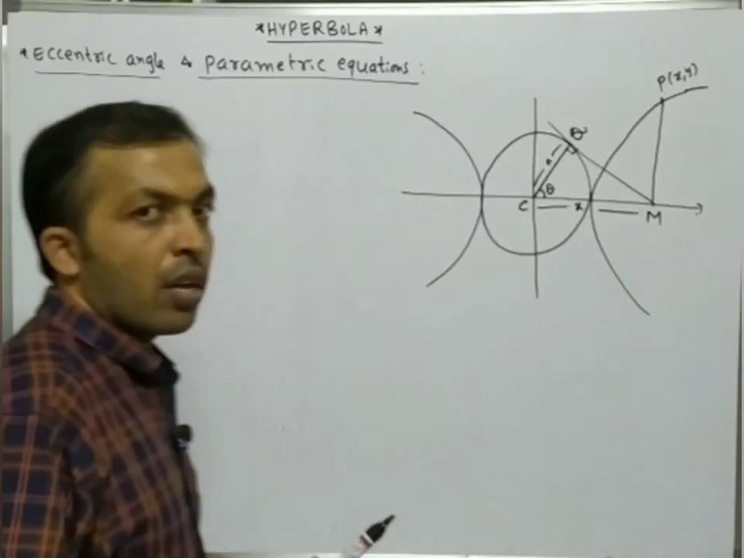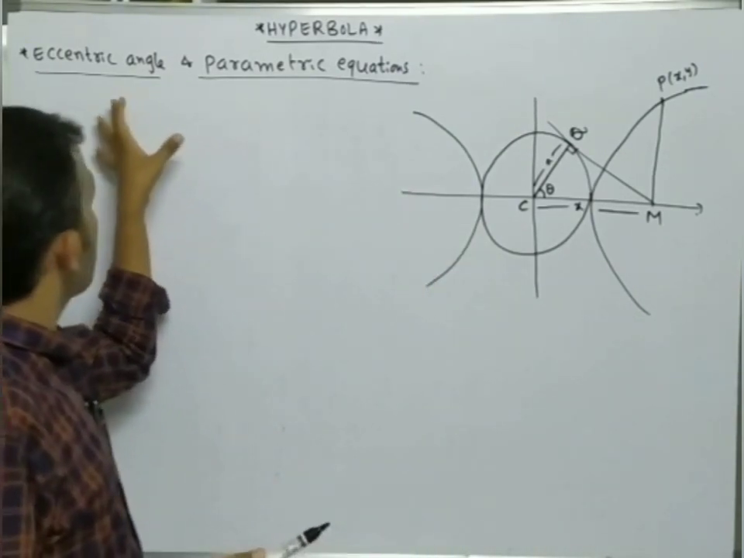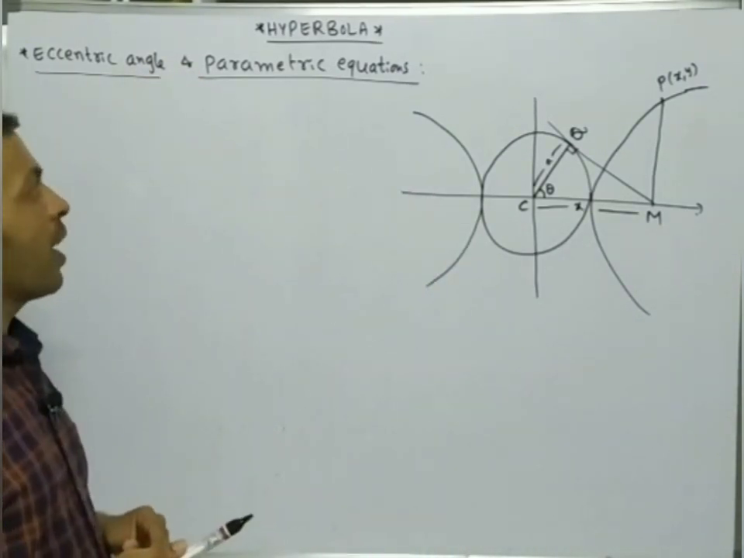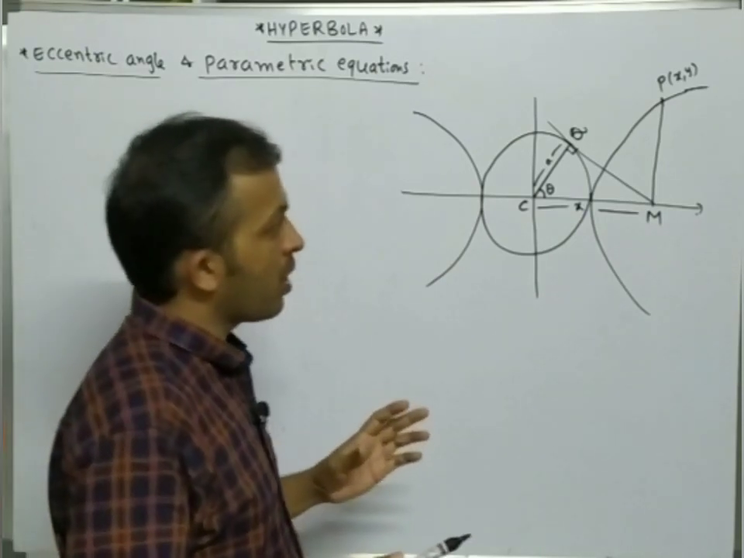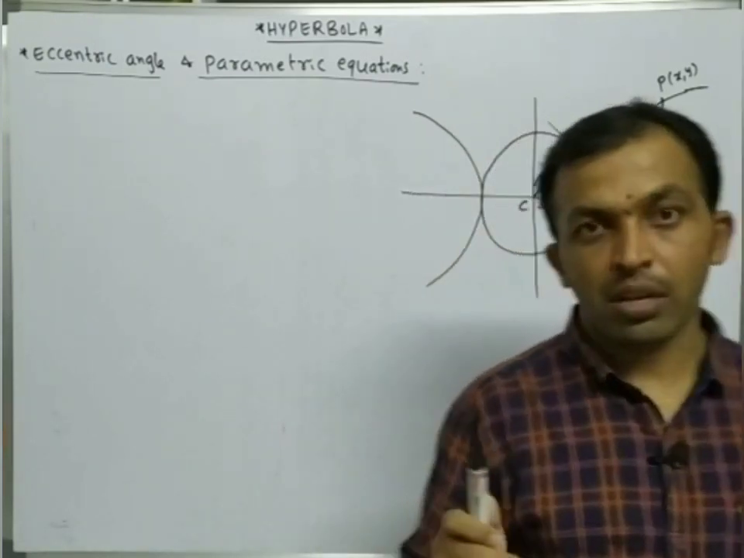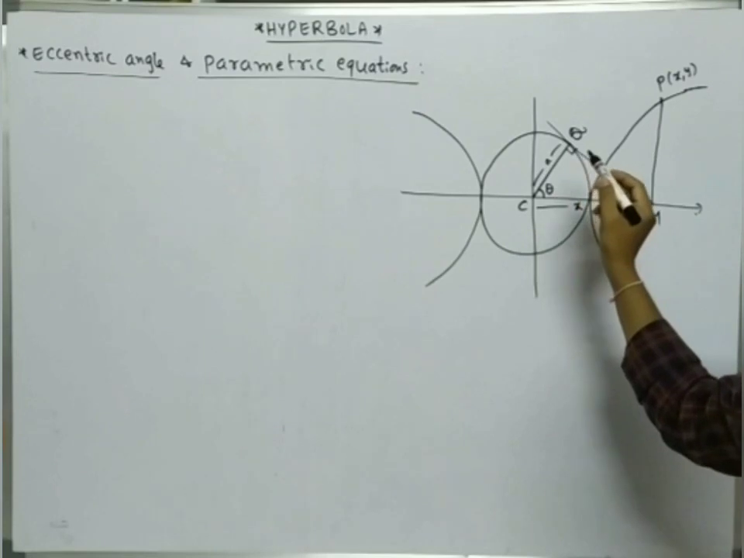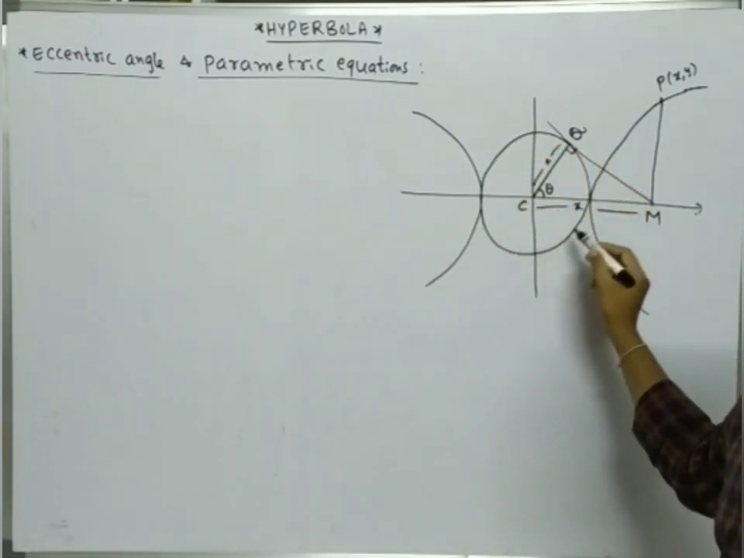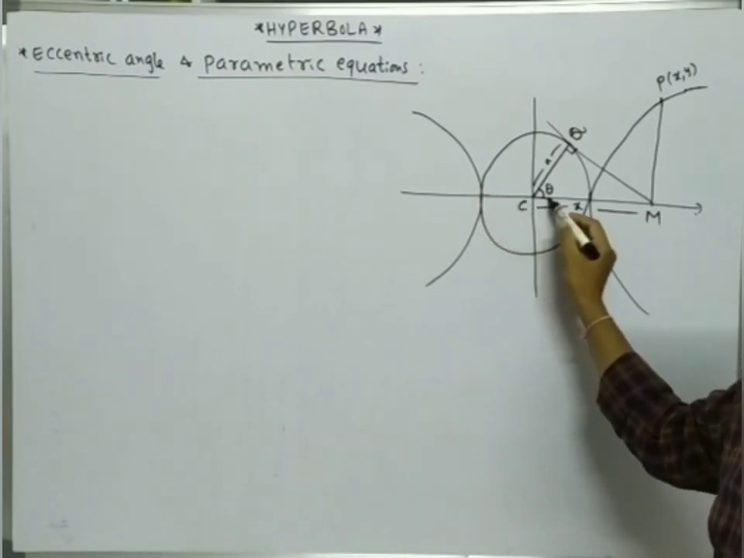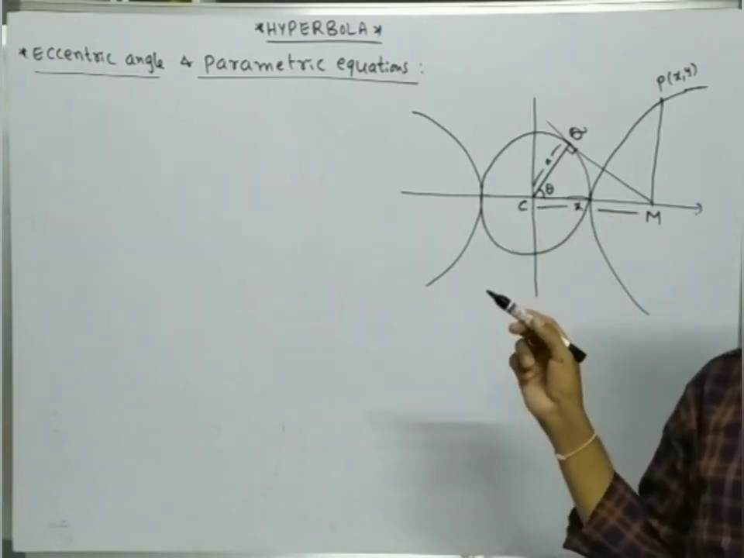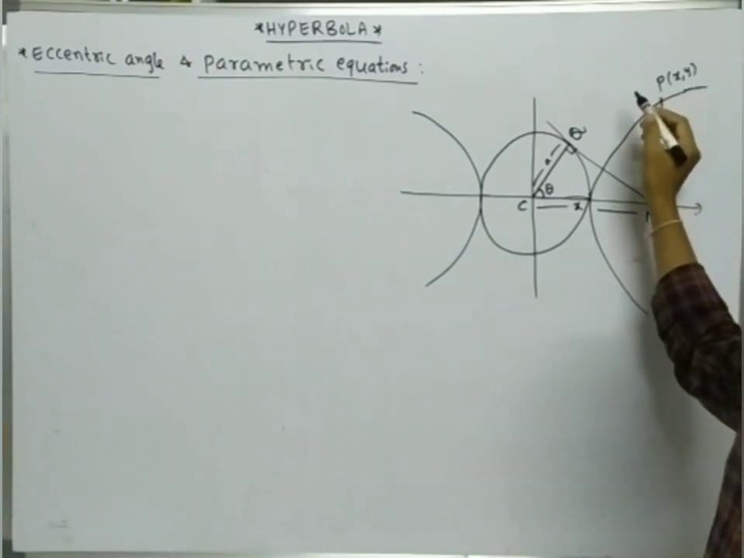Before going to learn the condition for tangency, first of all I will explain eccentric angle and parametric equations. So what do you mean by eccentric angle? Already you learned this terminology in ellipse. Here this is called the auxiliary circle. The auxiliary circle is a circle with the transverse axis as diameter. Now, eccentric angle.